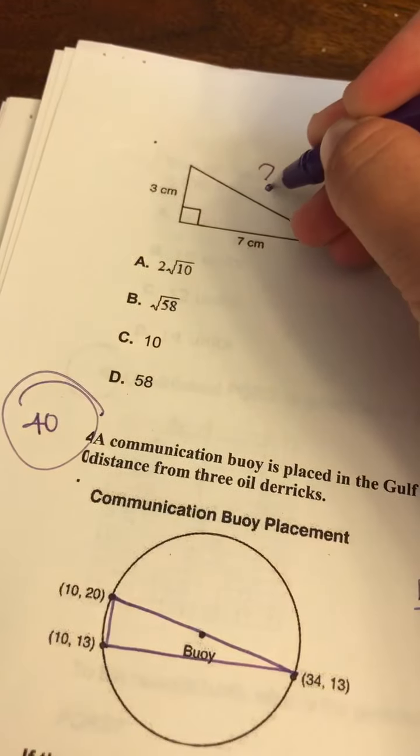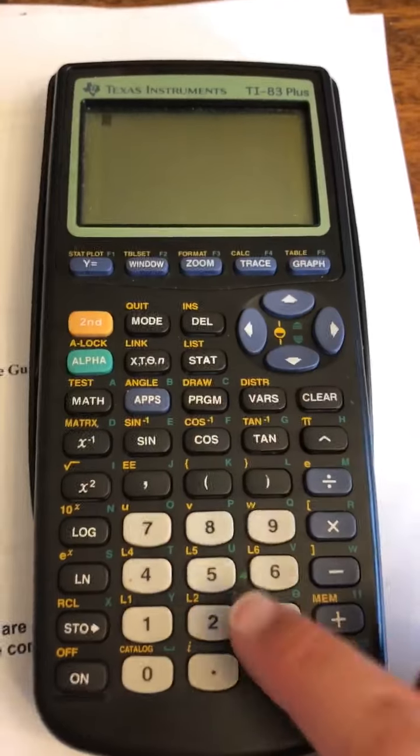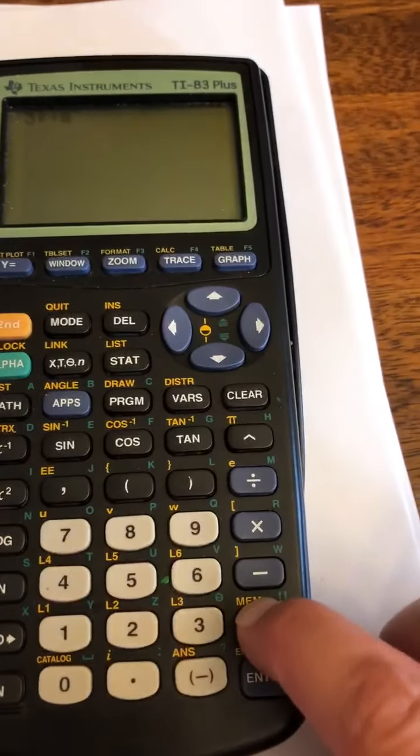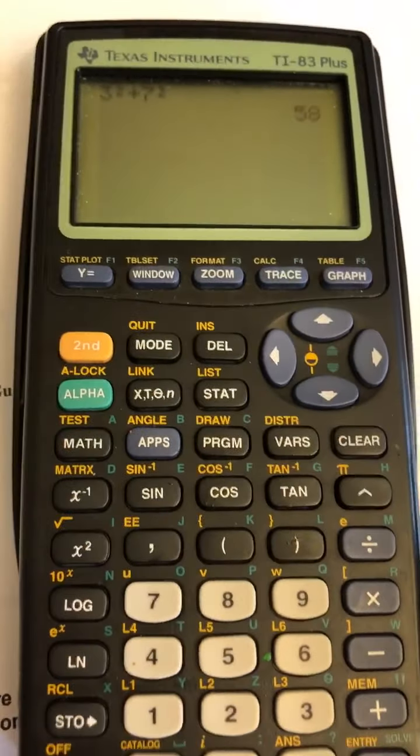39 is a pretty similar question to that. You're looking for this length right here, just to make sure the answer is not A. To be sure they wouldn't do that to you, but it could be. So let me just check. 3 squared plus 7 squared is 58, so the square root of 58 would be your answer.